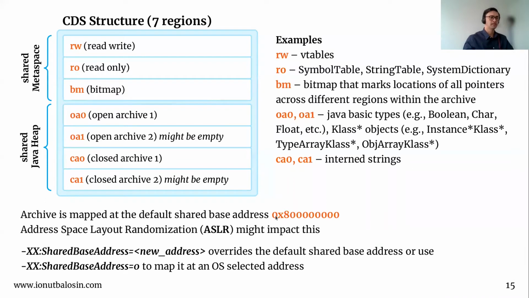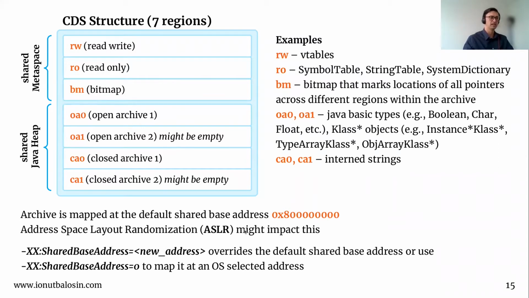And from this perspective, in order to be a bit more flexible, to not always map to this fixed address, there is a flag which is called share-based address. You can specify another hard-coded address, or you can say 0 and it maps to whatever the OS selects at that moment. So you might face this during your tests. I sometimes disable ASLR, maybe it's not always a good idea, but only in tests.